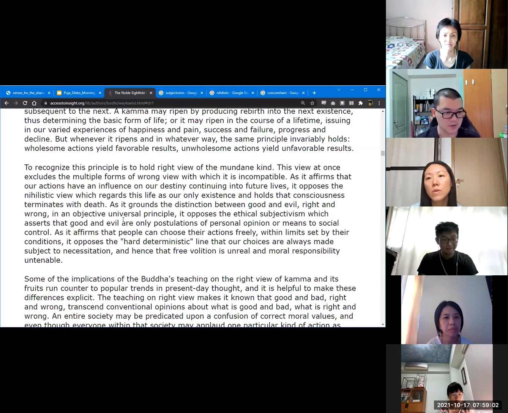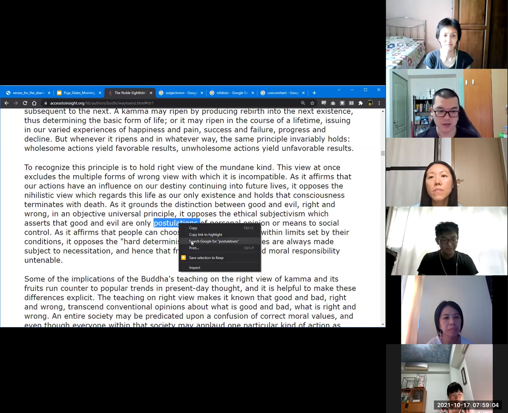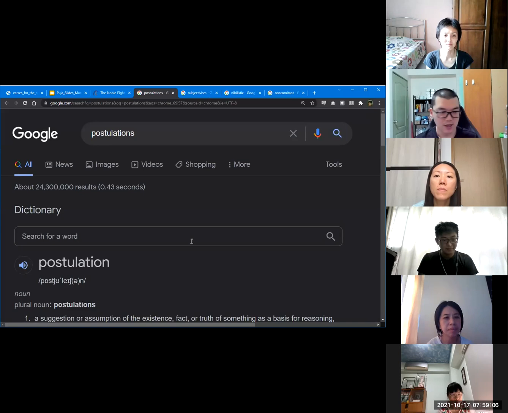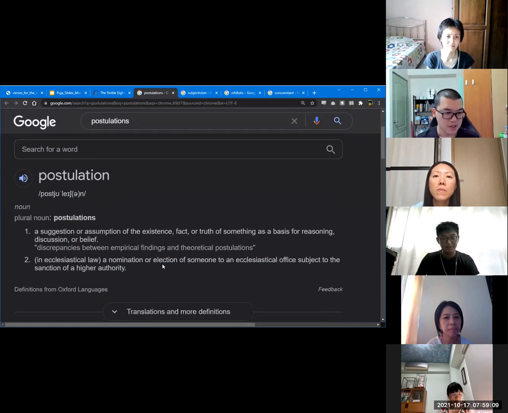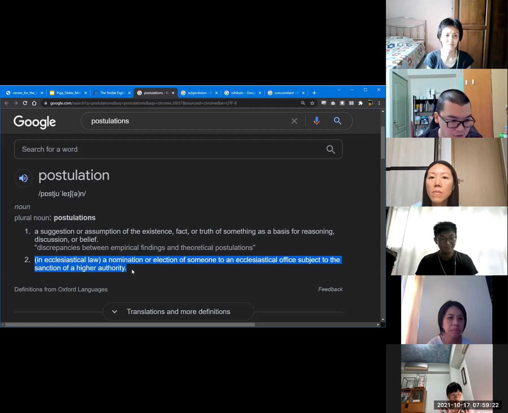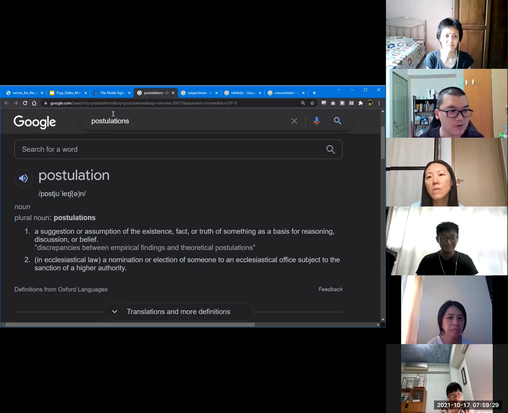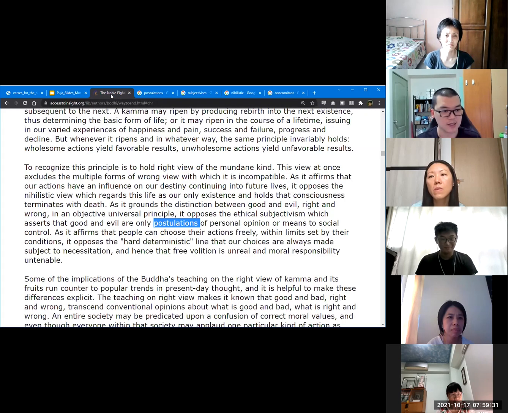Okay. There's the second one, postulations. Let's define postulations: a suggestion or assumption of the existence, fact, or truth of something as a basis for reasoning, discussion, or belief. Okay, the second definition is a little bit too abstract. I think the first one is more relevant to our context. What else?